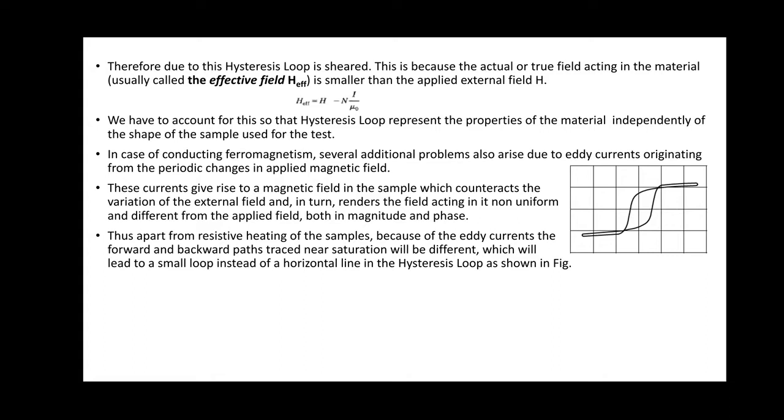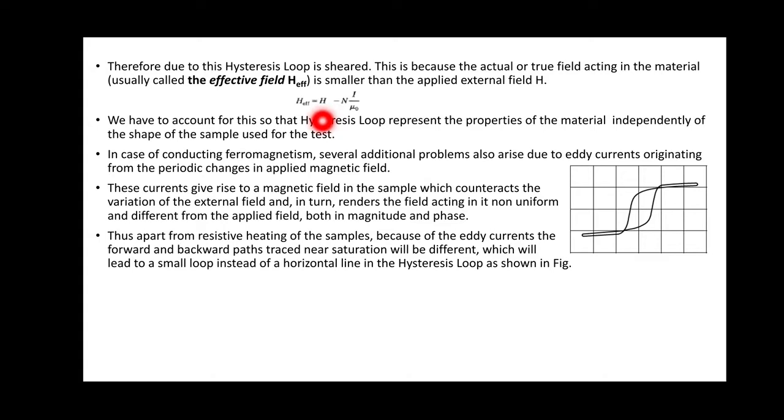Therefore, due to this, the hysteresis loop is sheared. This is because the actual or true field acting in the specimen, usually called the effective field H_eff, is smaller than the applied field H. Because the resulting field acting in the specimen is less than H, we have to draw the curve against the applied field, not the effective field.